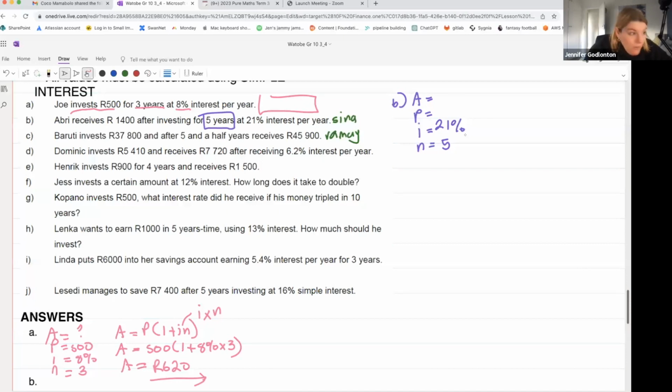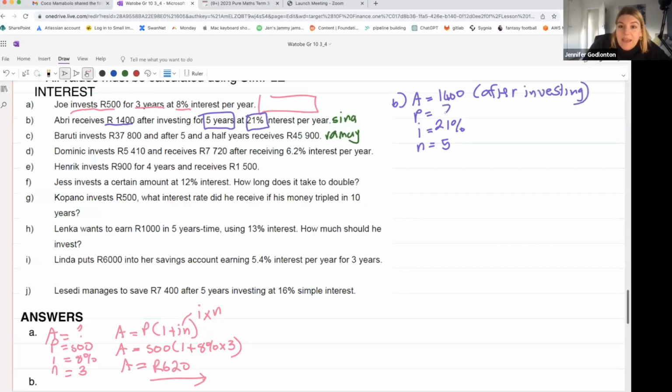Okay. Yeah, or you could write 0.21. Beautiful. So that's our interest rate. Then we've got Aubrey receives 1,400 Rand after investing. So is that 1,400 Rand going to be our A or is it going to be our P? That's the real question. It's going to be our A. Good. Because it's after investing, as in it's like our end amount.